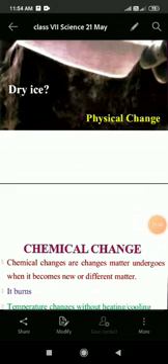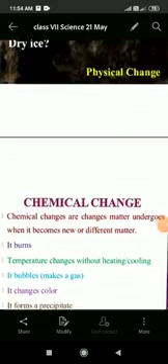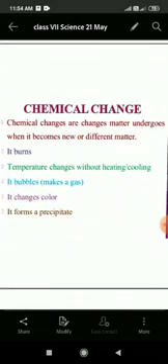Now, students, we will discuss chemical change. First of all, what is a chemical change? We can define it as follows: a change is termed chemical if it is permanent, not easily reversible, and the identity of the substance is changed, which may result in the formation of one or more new substances. So this is the definition, and students, it has some properties.